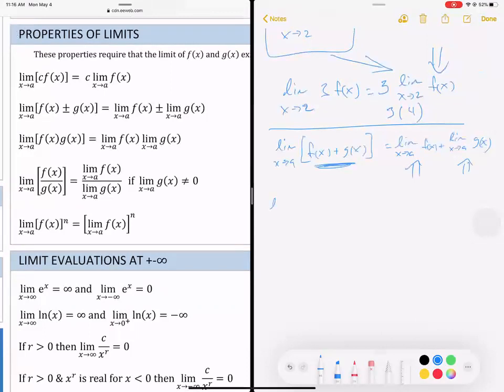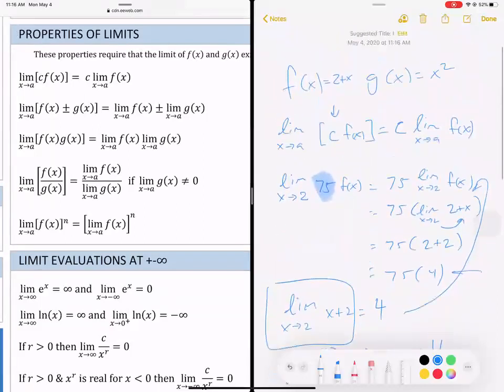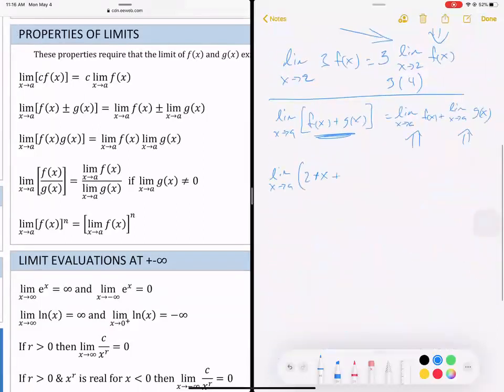Now, using my kind of dumb illustration up there, x approaches a, f of x we said was 2 plus x, I think. 2 plus x. We'll check. And we said g of x is just x squared. Okay. So this is my idea. Well, I could also write this as the limit as x approaches a of 2 plus x plus the limit as x approaches a of x squared. We can separate them.